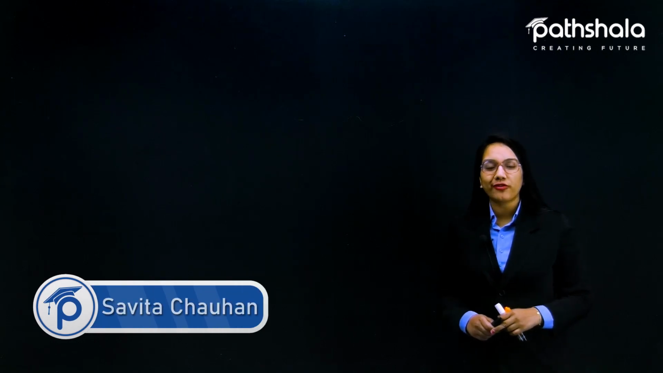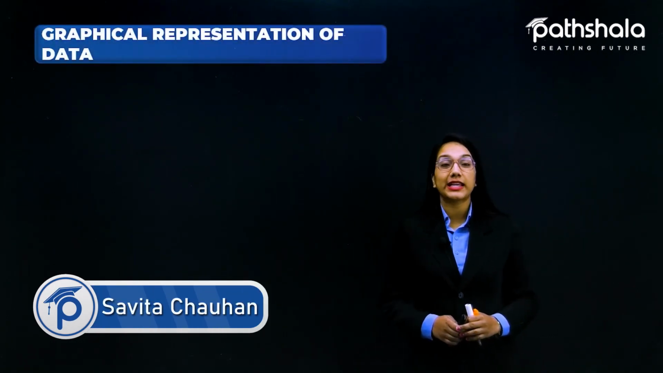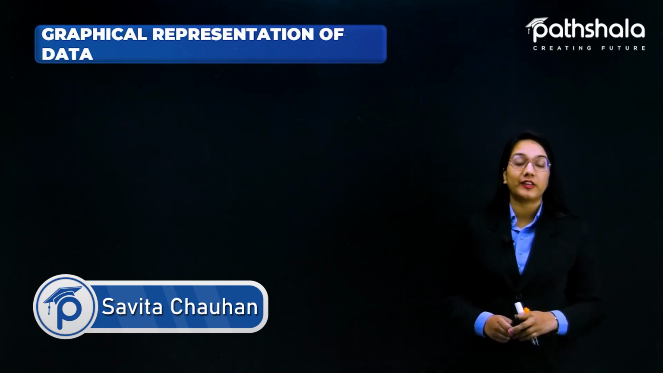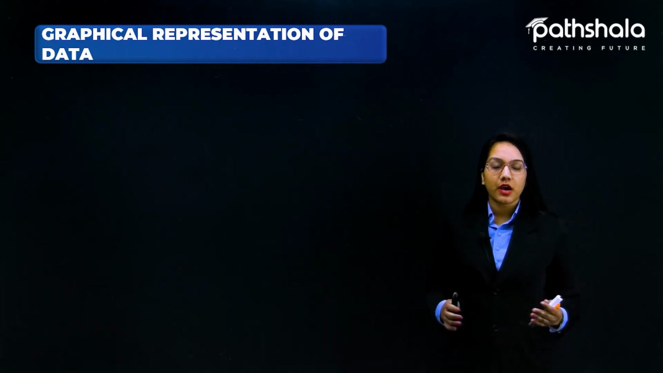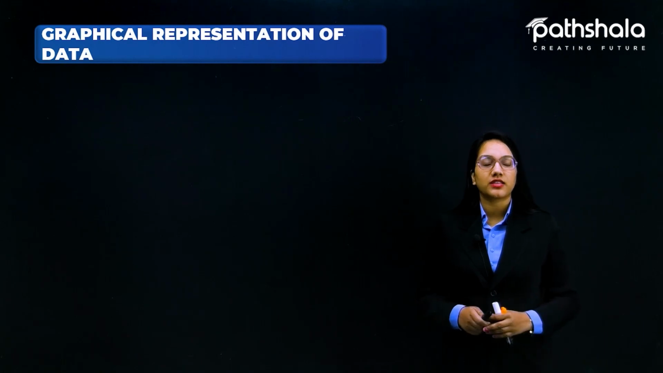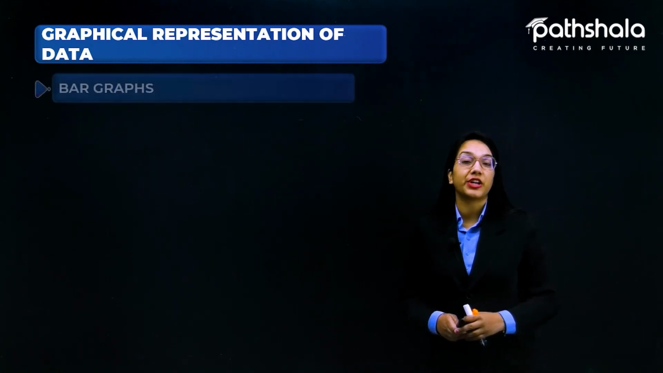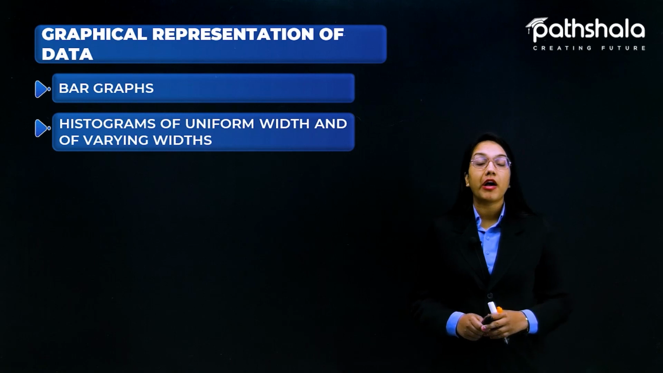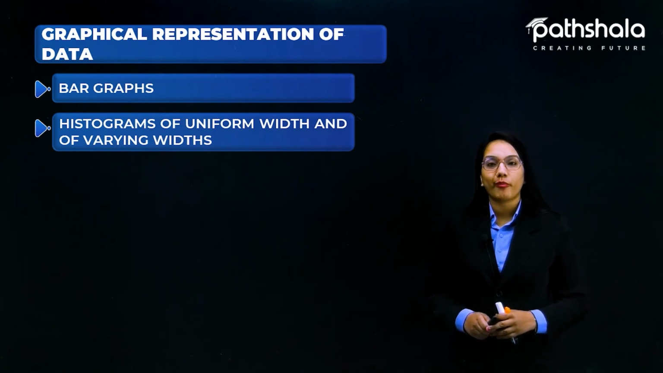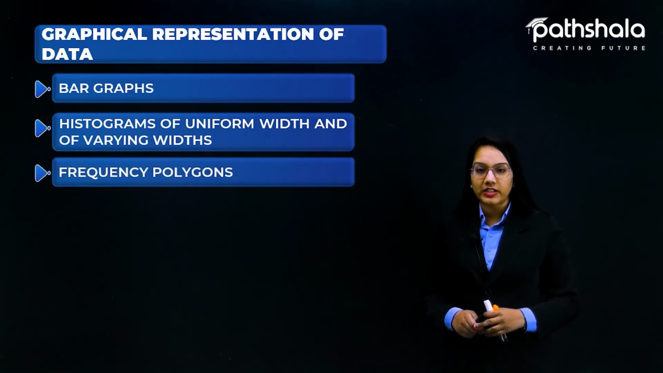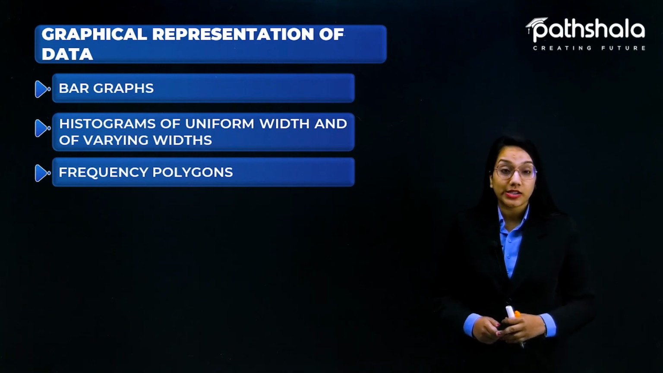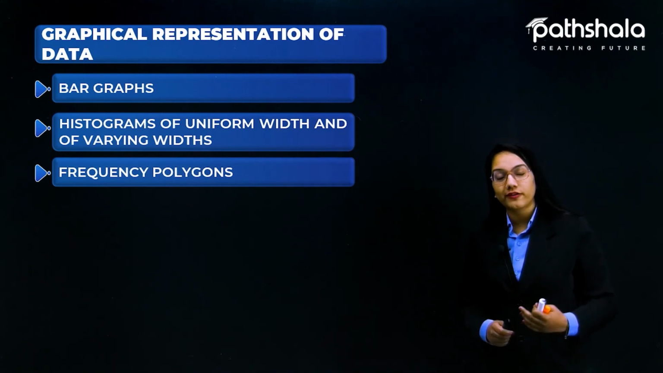Now let's move on to another representation of the data, which is called the graphical representation of the data. In this chapter, we will discuss three types of graphical representation: the bar graph, histograms of uniform width and of varying widths, and the frequency polygons. Let's study all of these one by one.